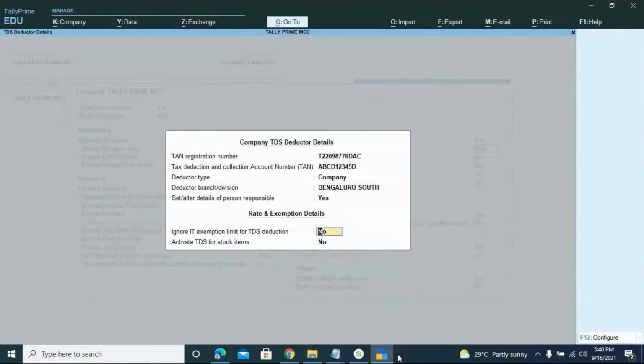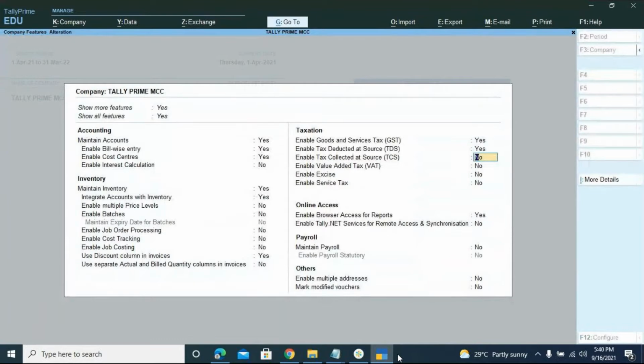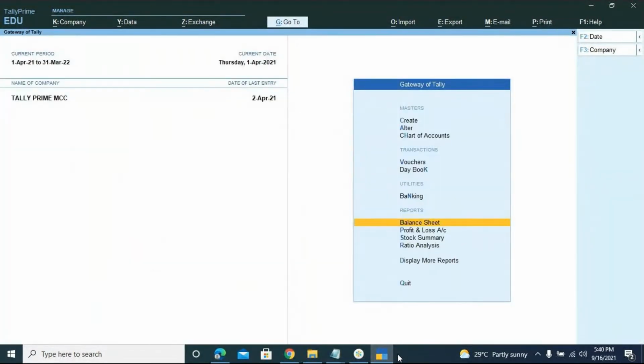Yes, in case any income tax exemption has to be ignored, probably it is not that relevant, so we can give it as no. For inventory based stock items, if TDS is applicable, we can go for it. For a few stock items, if they are subject to TDS, we can give it as yes. As of now, we can just leave it as no. So we have activated the TDS part. You can just press Ctrl A. Okay, so our TDS details are activated.